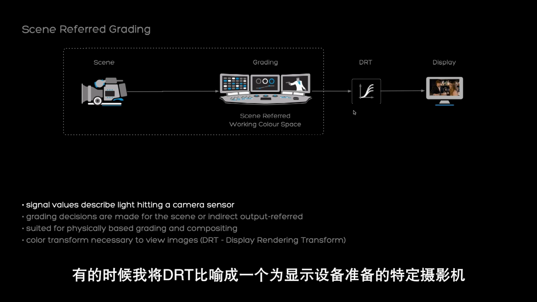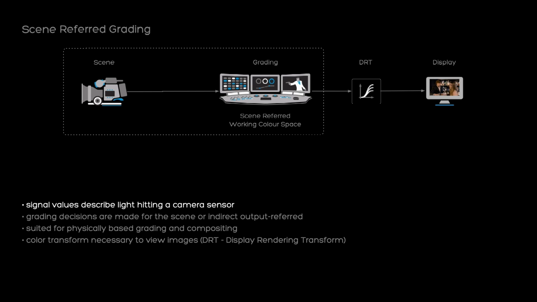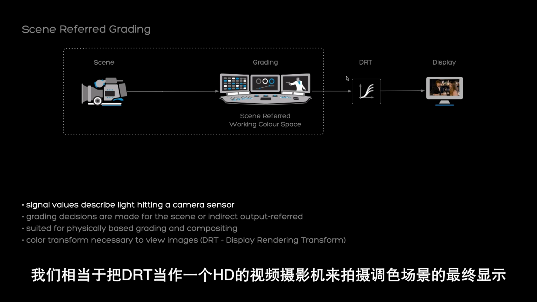And sometimes I use that analogy of seeing the DRT as a specific camera for that display. So let's imagine we have a standard HD video Rec 1886 video display here, and we're processing with our DRT, basically with our HD video camera, our graded scene for that display.